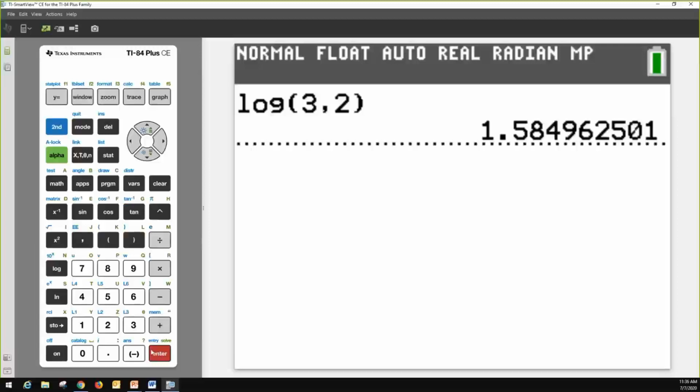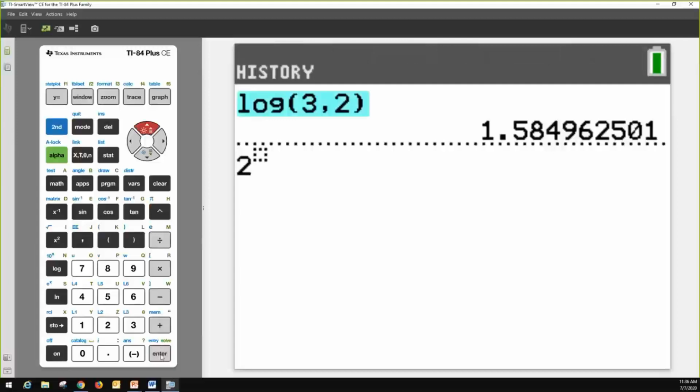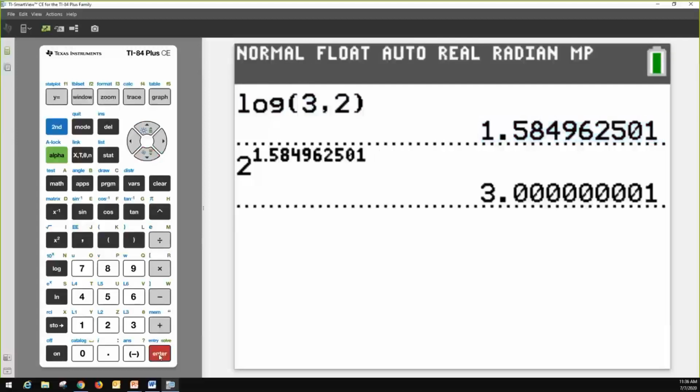So what that means is 2 to the power of that thing there, the 1.58, is equal to 3. That's what log base 2 of 3 means. Now I've got to calculate log base 2 of 3 multiplied by log 4 base 3 and all the way up. That's a lot. But I can generate all of those bases because it would take far too long to do it by hand.